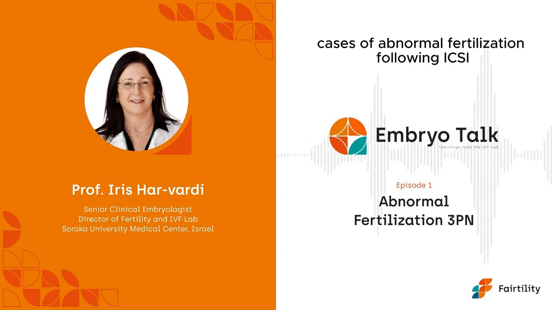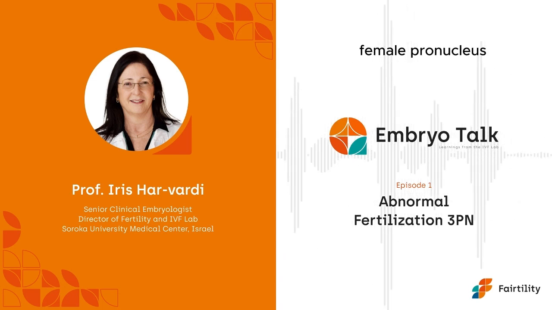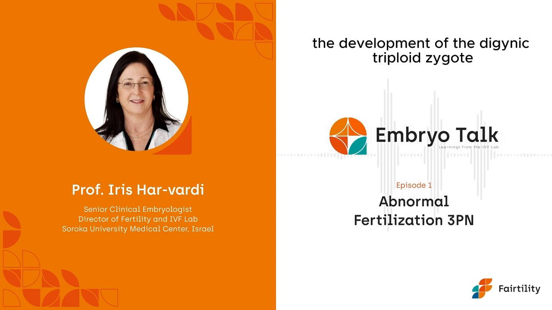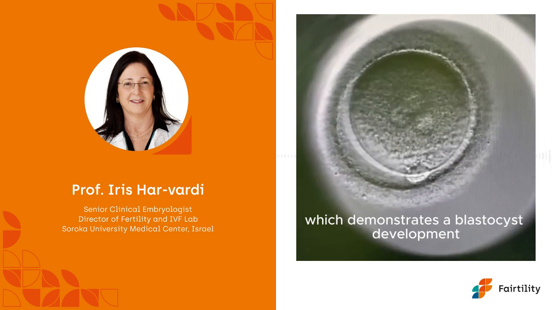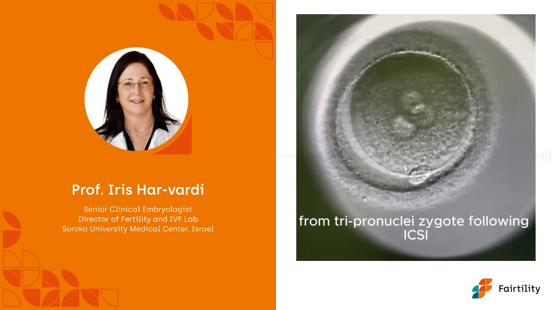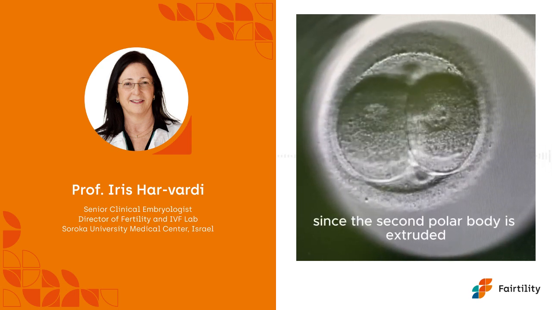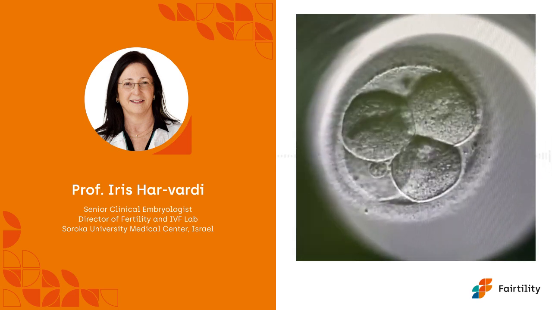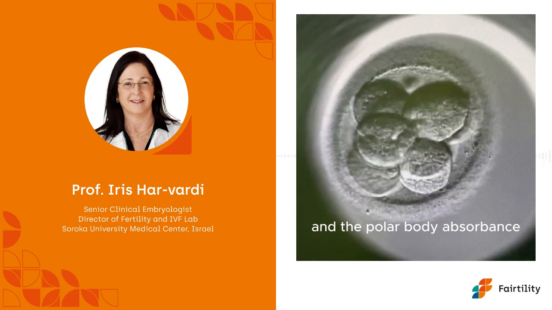Cases of abnormal fertilization following ICSI mostly involve the formation of an additional female pronucleus owing to a non-extrusion of the second polar body, and consequently the development of the digynic triploid zygote. You can see the attached video, which demonstrates a blastocyst development from a 3 pronuclei zygote following ICSI. It is not a common case of 3 pronuclear fertilization, since the second polar body is extruded and then reabsorbed into the cytoplasm. It is difficult to follow the timings of the third pronucleus appearance and the polar body absorbance.